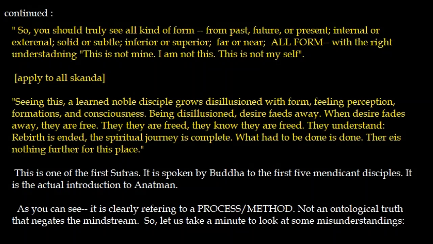So, this is one of the very first sutras spoken by Buddha to the first five disciples. The first five disciples that he sort of ordains are those five mendicants that become his first students. And so this is given to them, and this is the first actual introduction of Anatman. And so from this, we can clearly see that it's referencing a process, it's referencing a method. It's not an ontological truth that negates the mind stream, right?